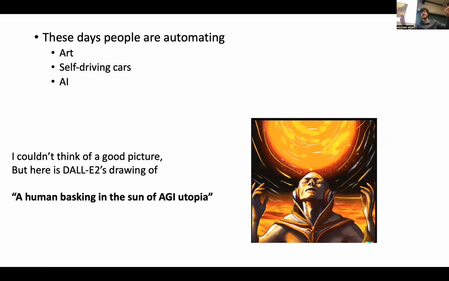People are trying to make AI. Not really sure of a good picture to put, so I asked DALL-E 2 for a human basking in the sun of AGI, that's artificial general intelligence, utopia.